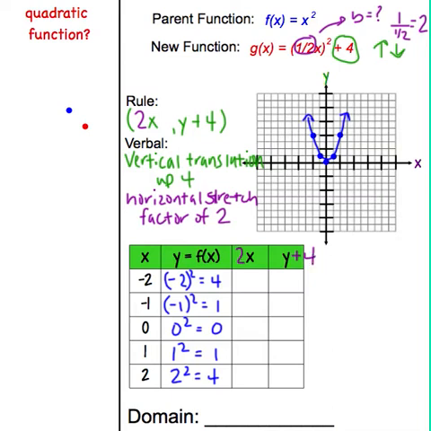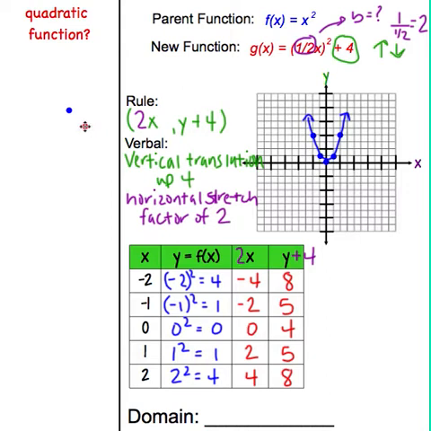So going ahead and filling in this table, -2 times 2 is -4, -1 times 2 is -2, 0 times 2 is 0, 1 times 2 is 2, and 2 times 2 is 4. Now we're going to add 4 to all the y values. 4 plus 4 is 8. 1 plus 4 is 5. 0 plus 4 is 4. 1 plus 4 is 5. And 4 plus 4 is 8.